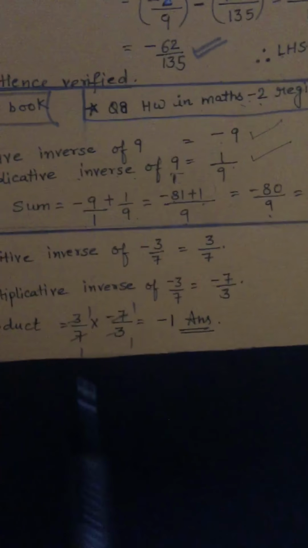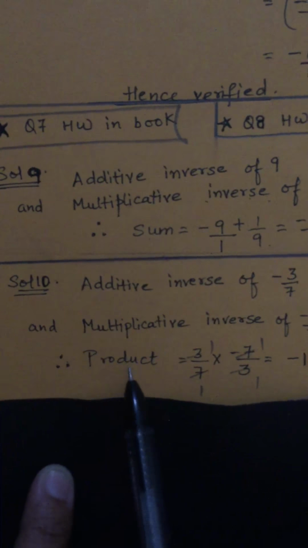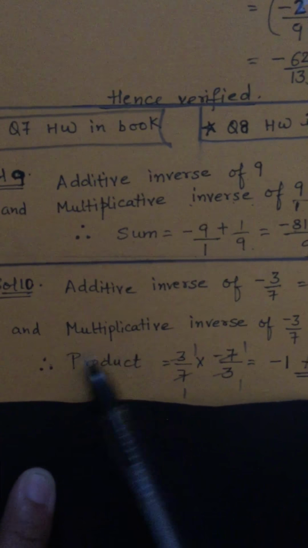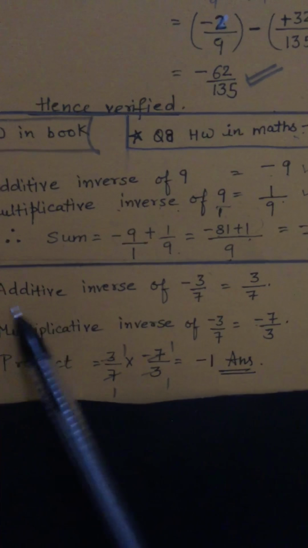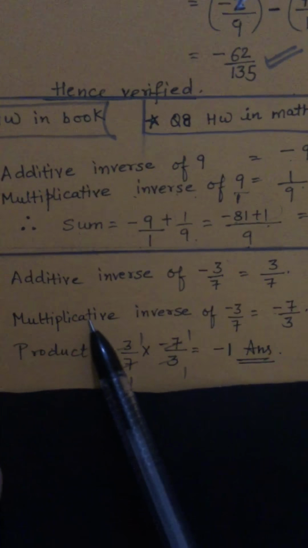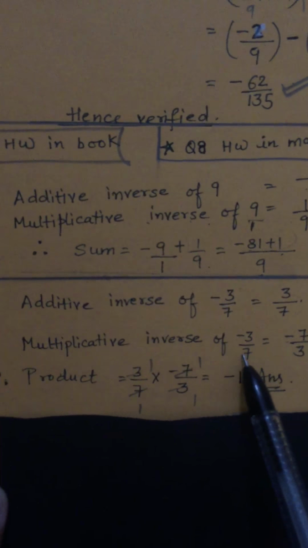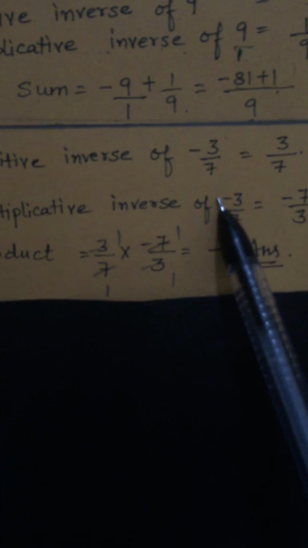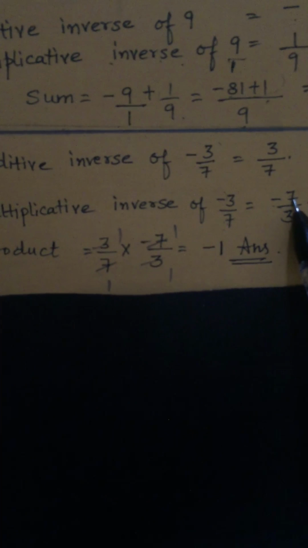Last question of the exercise, question number 10. What does it say? Question is to find the product of, product you all know, product means multiply. Find the product of additive inverse and multiplicative inverse of minus 3 upon 7. Minus 3 upon 7, additive inverse, plus 3 upon 7. Multiplicative inverse, reciprocal. When I do the reciprocal, what do I get? Minus 7 upon 3. Remember students, if the minus sign is there in the denominator, it gets shifted to the numerator on its own.